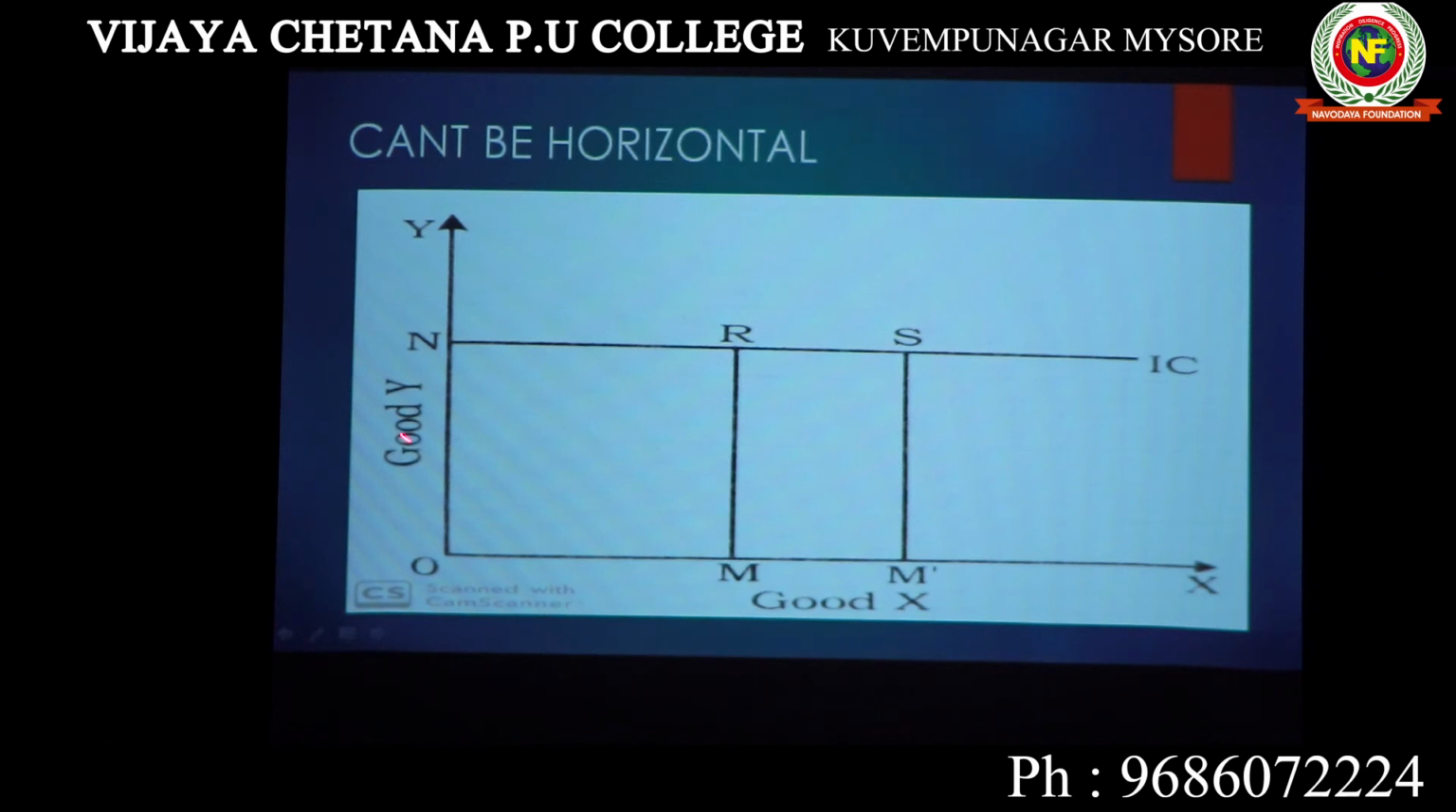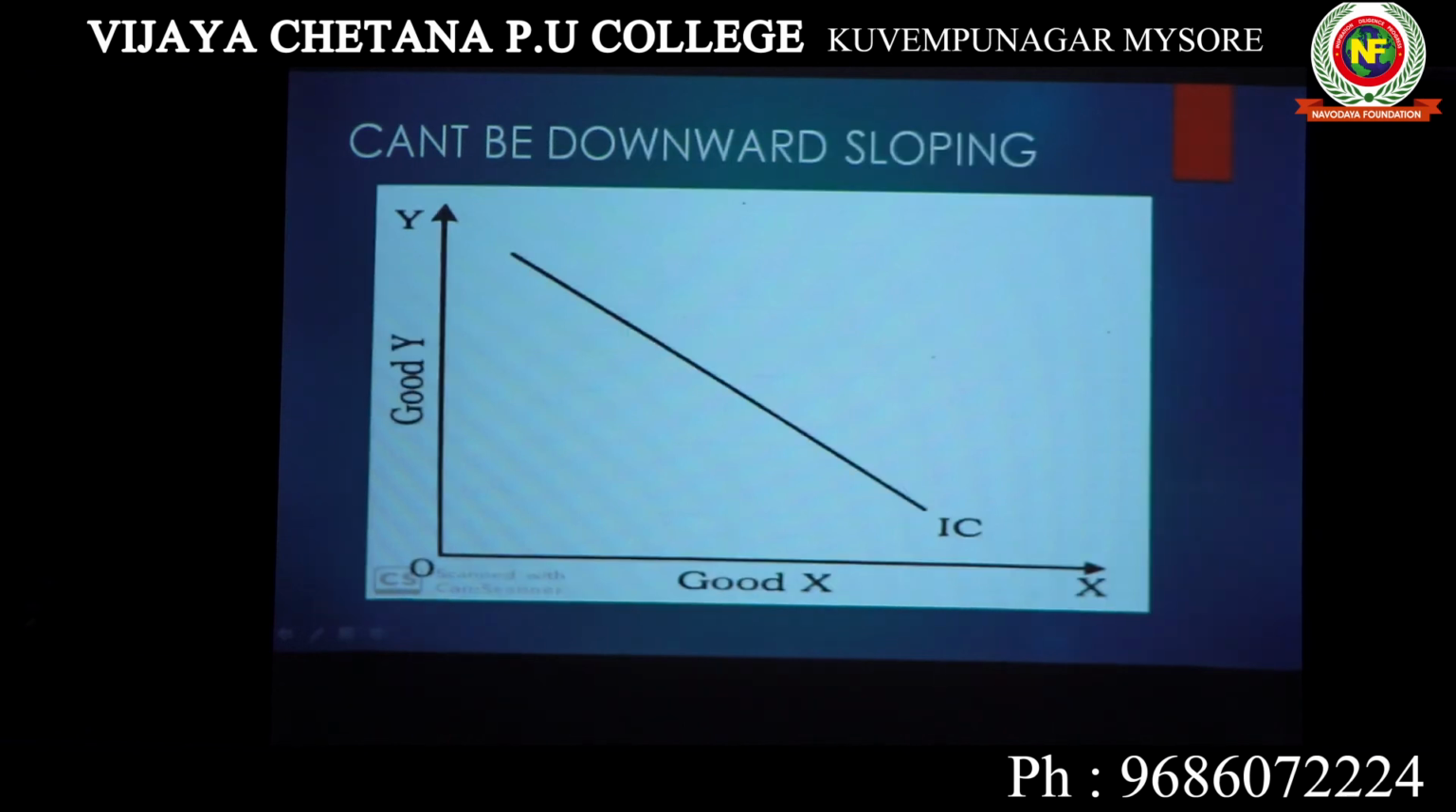Without sacrificing good Y, you cannot get more of good X. That's why it is wrong. It's not the property of indifference curve. Indifference curve can't be horizontal, can't be vertical, it is always downward sloping like this, convex to origin. Next, it can't be downward sloping like this, straight downward sloping. Why? Because it shows equal sacrifice.